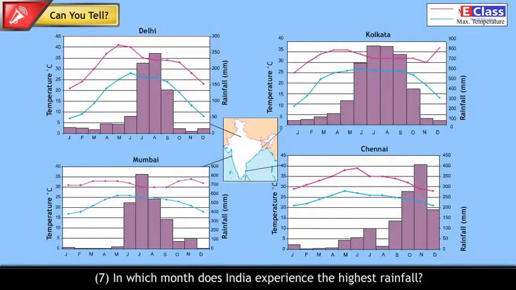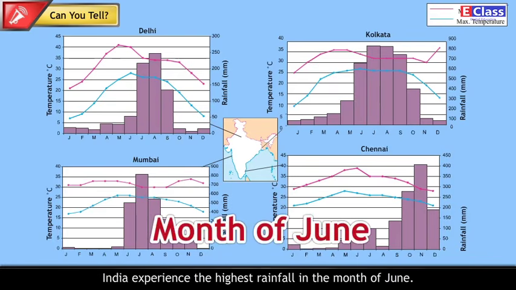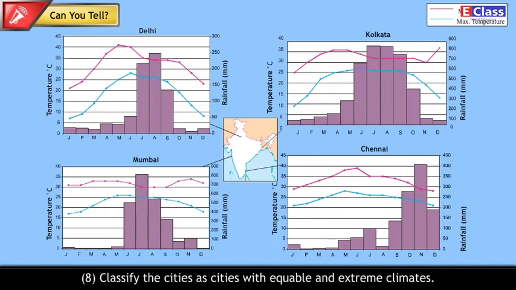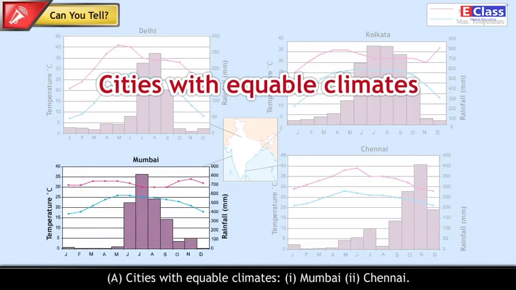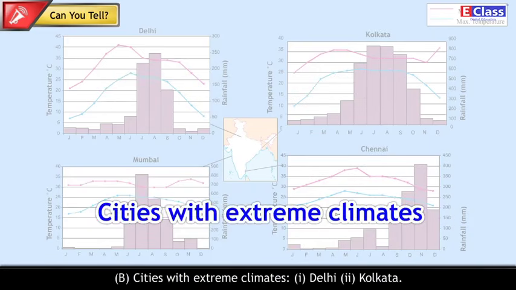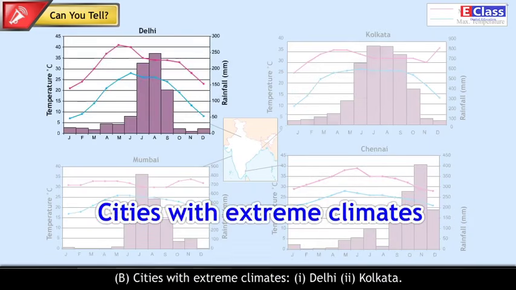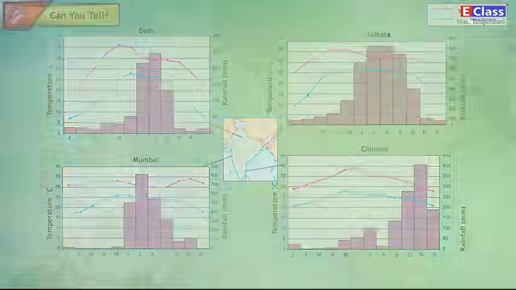In which month does India experience the highest rainfall? Answer: India experiences the highest rainfall in the month of June. Classify the cities as with equable and extreme climates. Answer: cities with equable climates: Mumbai, Chennai. Cities with extreme climates: Delhi, Kolkata.